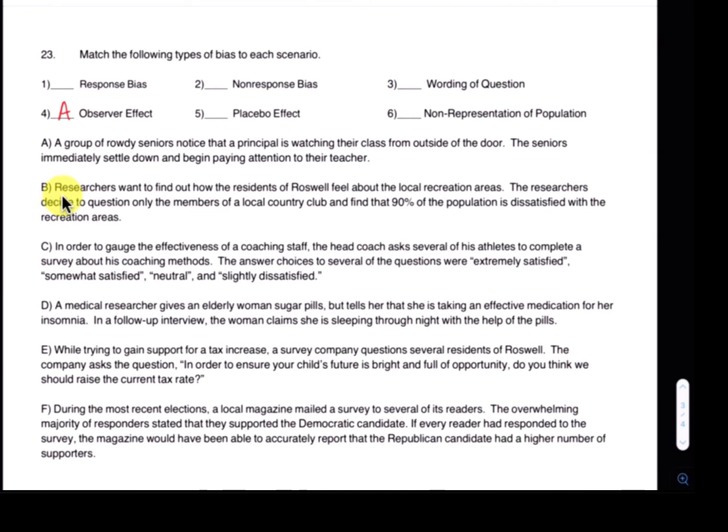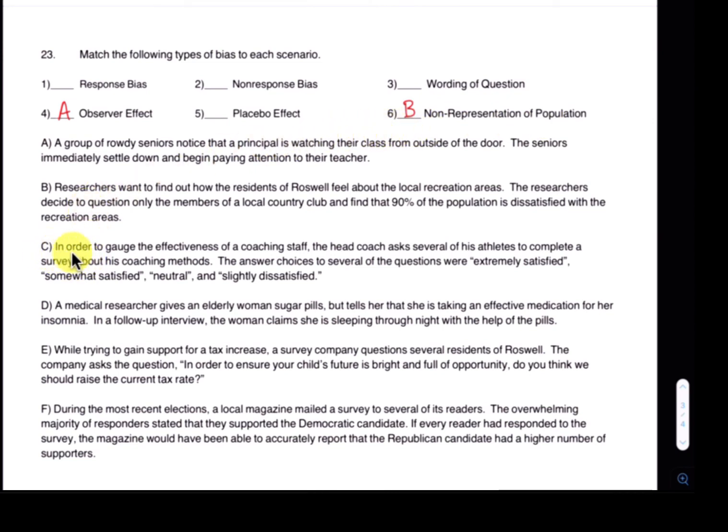All right, here's B. Researchers want to find out how the residents of Roswell feel about the local recreation areas. The researchers decide to question only the members of a local country club and find that 90% of the population is dissatisfied with the recreation area. All right, well, that is going to be non-representation of the population, because if you're only asking the people of the local country club, you're not getting a good representation of the Roswell population. So that is non-representation of the population.